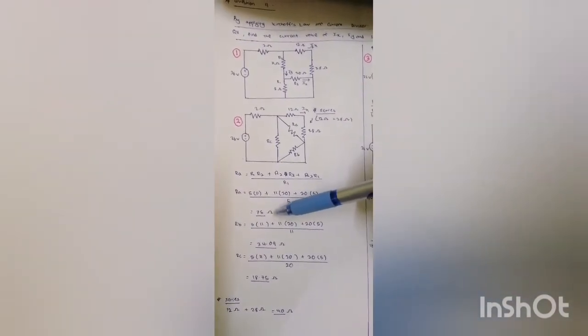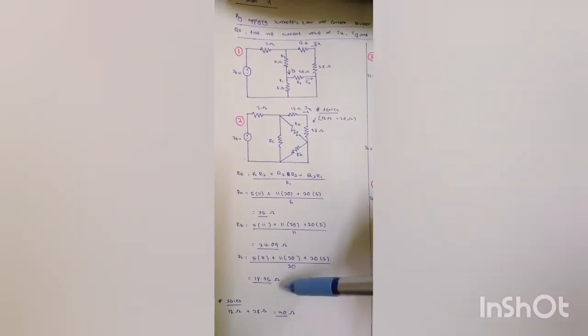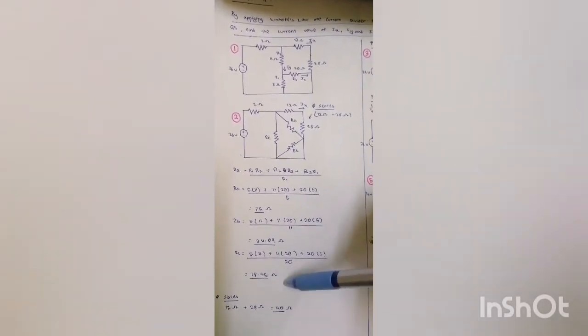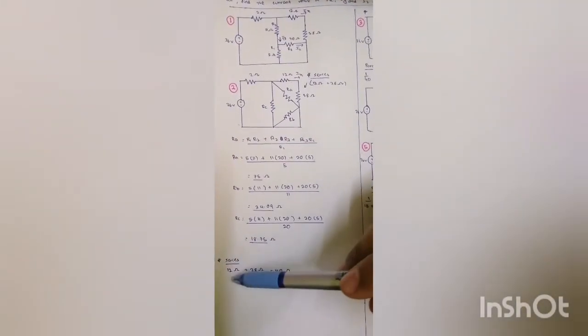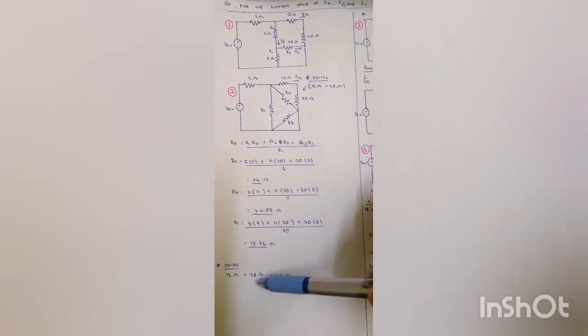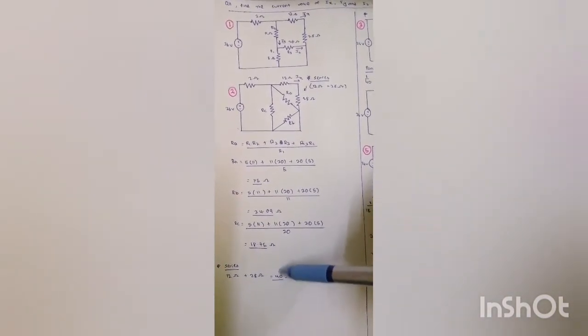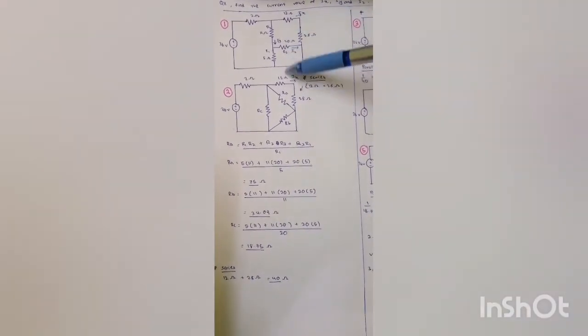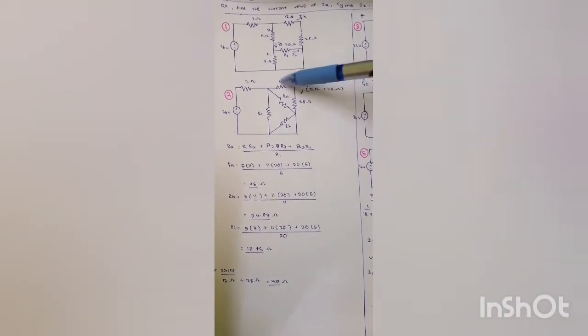The values that I get are Ra is 75 ohm, Rb is 34.09 ohm and Rc is 18.75 ohm. And then I just sum 12 ohm plus 28 ohm, and then I will get 40 ohm. This step, this is the series, so I sum this. Okay, let's go.